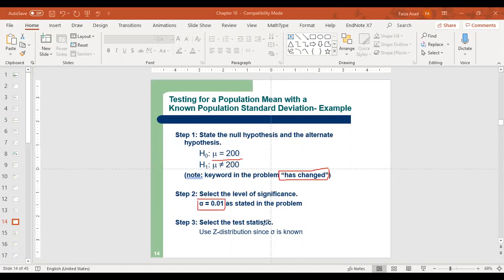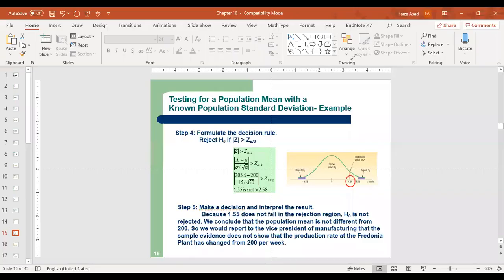Step 3, select the test statistic. What test statistic are we going to use? We will use the Z distribution. Since sigma is known, the population standard deviation is known, so we will use the Z distribution. Now step 4 is to formulate the decision rule. Reject H naught if the calculated value is greater than the critical value. So alpha is divided by 2. If I draw a bell-shaped curve here, if you remember, the area under the curve is equal to 1. 0.5 lies on the right side and 0.5 lies on the left side.